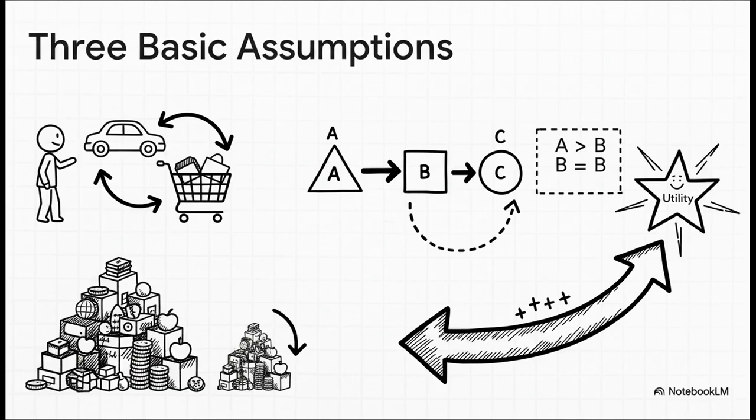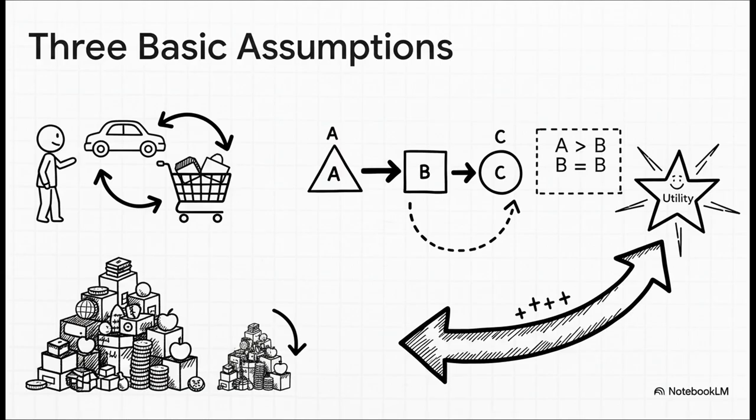First, we have completeness. This just means you can make a choice. If I offer you an apple or a banana, you can tell me which one you like better, or if you truly don't care. Second, transitivity. This means your choices are consistent. If you prefer apples over bananas, and you prefer bananas over cherries, then it follows that you've got to prefer apples over cherries. And third, more is better.